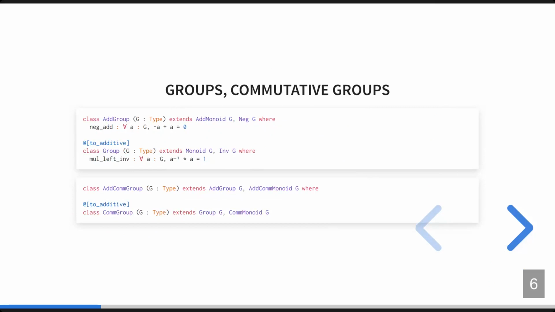So what you want to do is prove the lemmas about the multiplicative version, and then use to_additive to translate to the additive version. Everything is duplicated, but you don't have to type it. That's the idea.